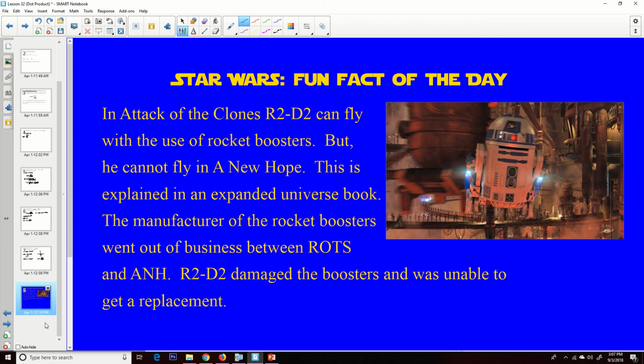A New Hope was made in 1976, and Attack of the Clones was made sometime around 2002. So big difference in times.